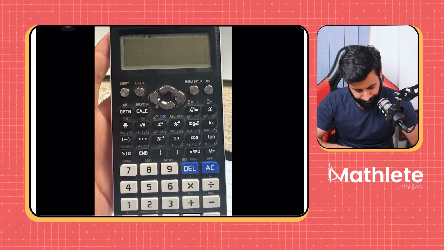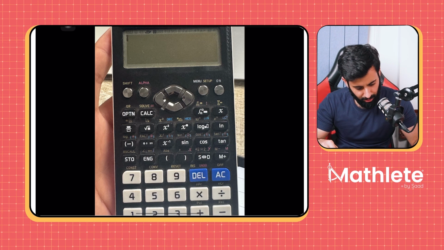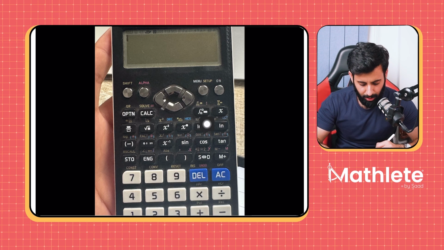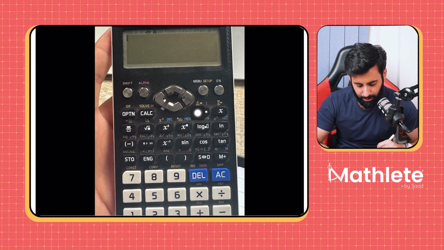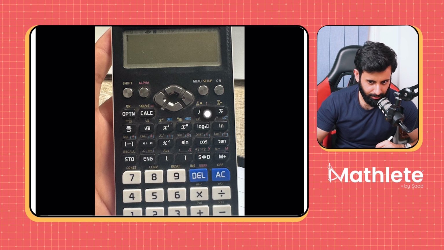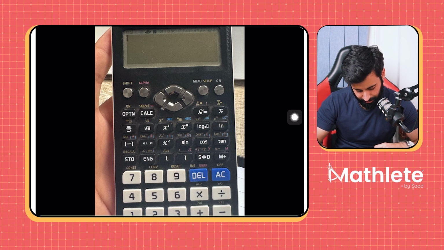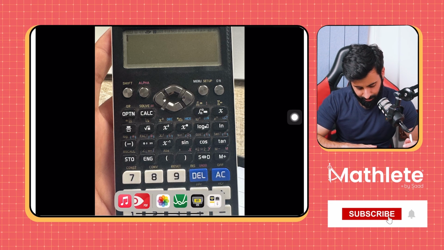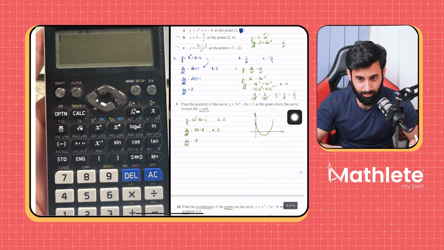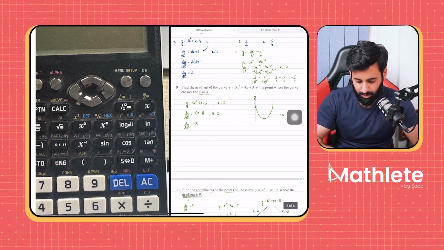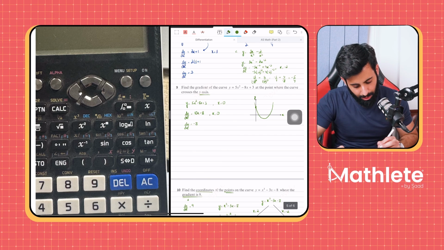All right, so this is the key that we're looking for, this one. But before you press it, make sure that you press shift. So press shift and then press this key, so you will see something like this, d upon dx, and then you'll have some space to type the function, and then you'll have x equals to with a blank. Do you see it? Okay, great. I'll tell you how to use it.